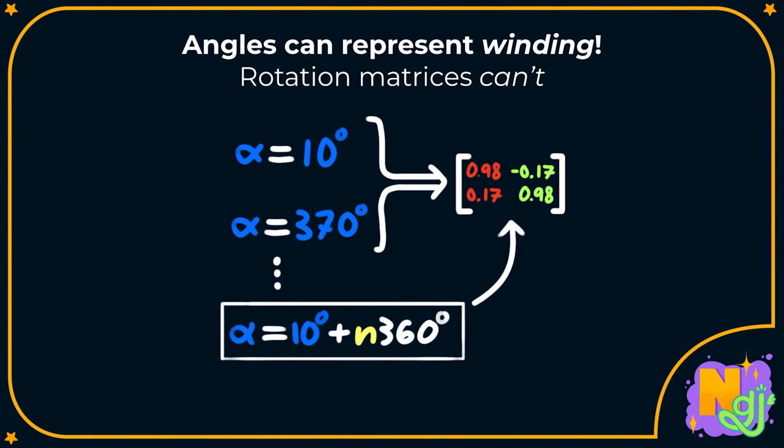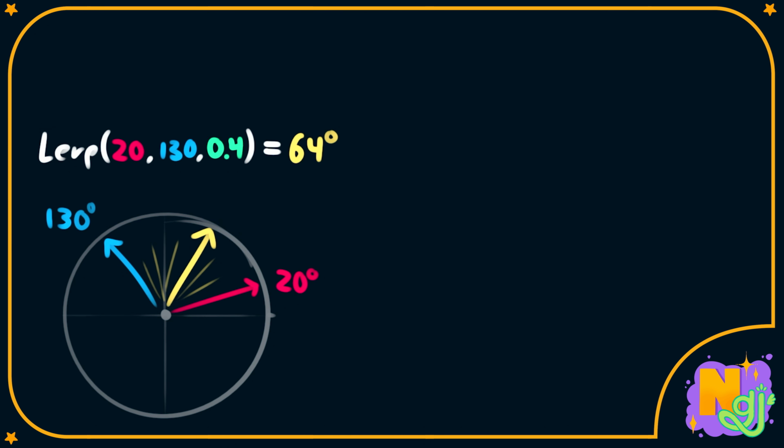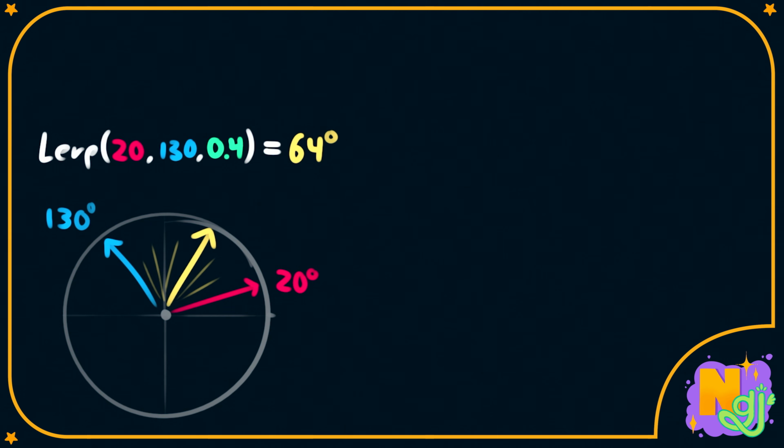OK, and then we have interpolation for blending. Let's say you have two angles: 20 degrees and 130 degrees, and you want to blend between them. Usually, you would use a function called lerp, which is short for linear interpolation. It blends between two values based on some percentage. In this case, the percentage is 0.4, so that's 40% of the way from 20 degrees to 130 degrees, which gives you 64 degrees. That seems to work well.